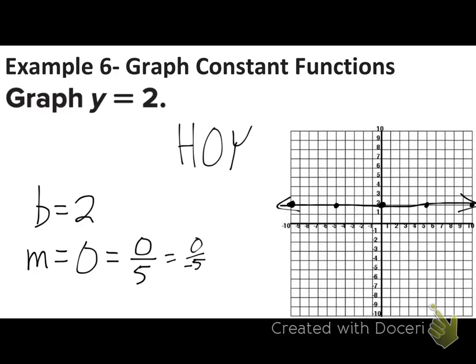Questions on example 6. Anytime it's y equals a number and there's no x in there, it's going to be a horizontal line going through the y-axis at that point. We okay with that? Questions, comments, concerns? Can I erase and move on?